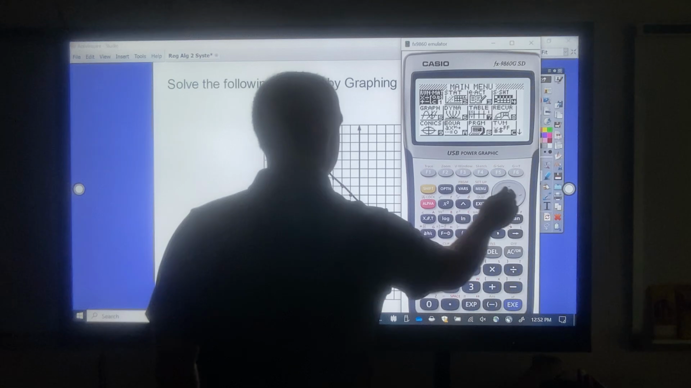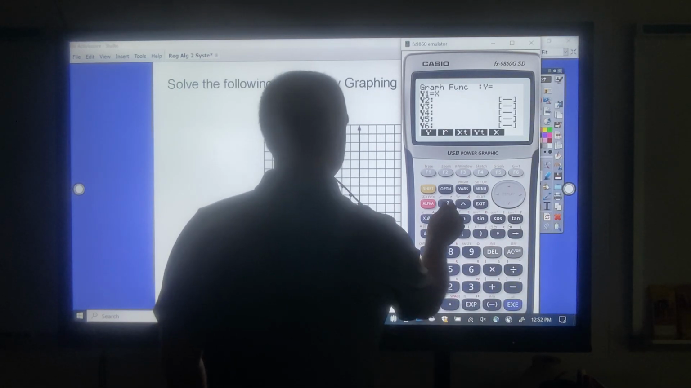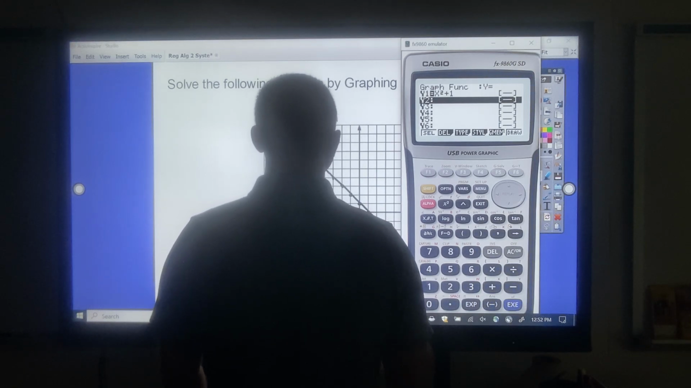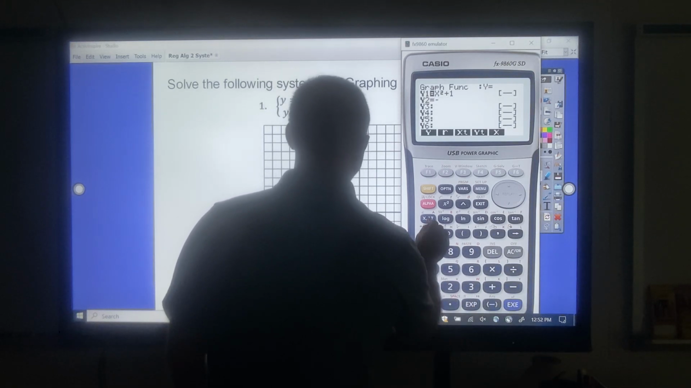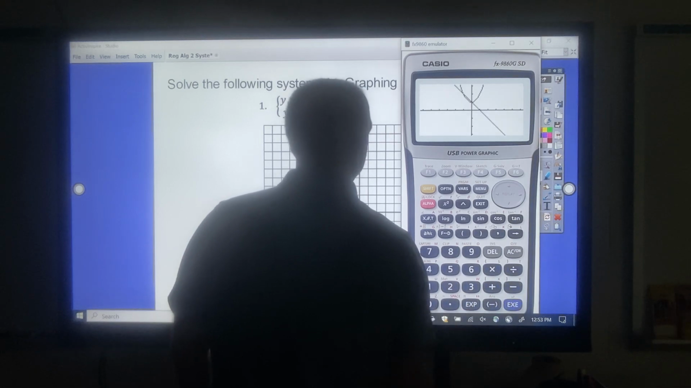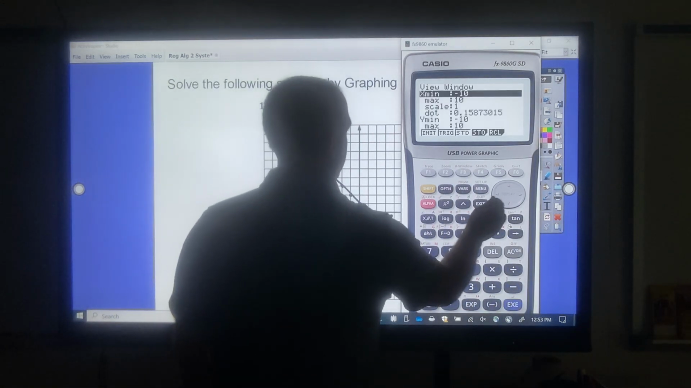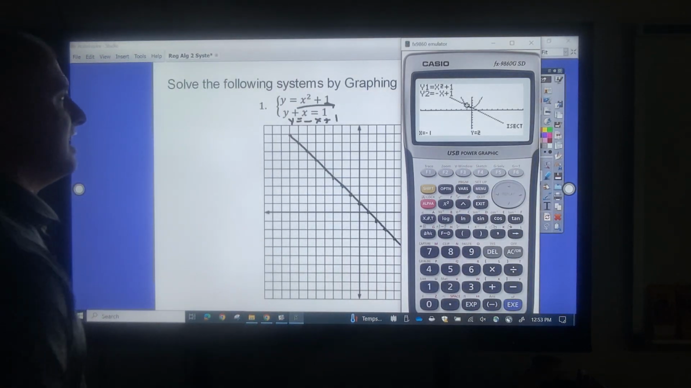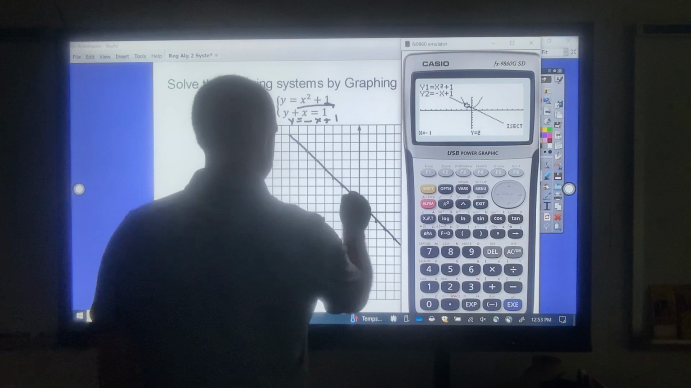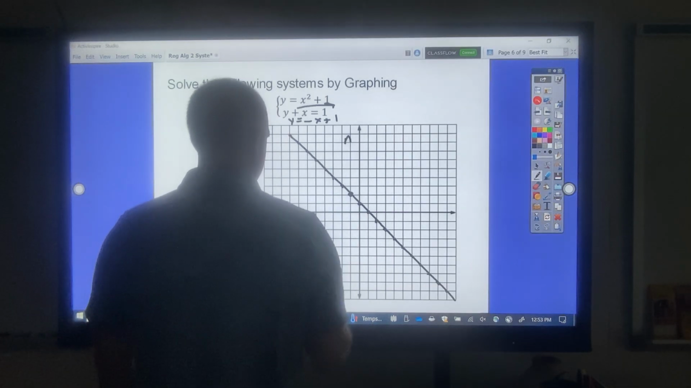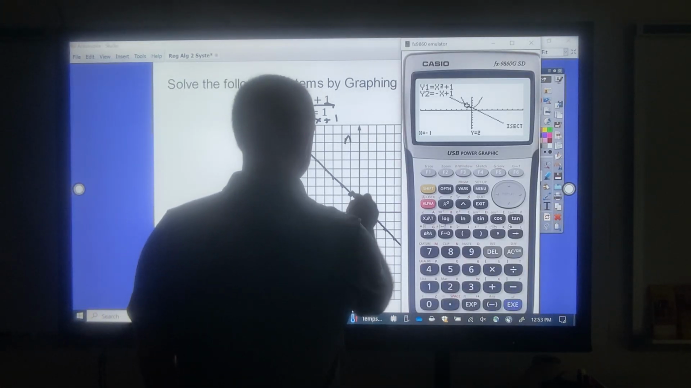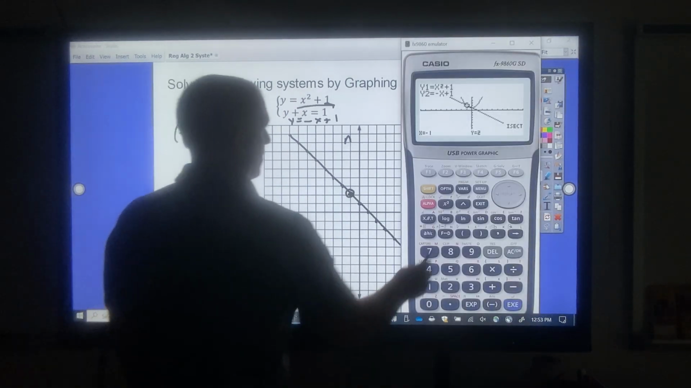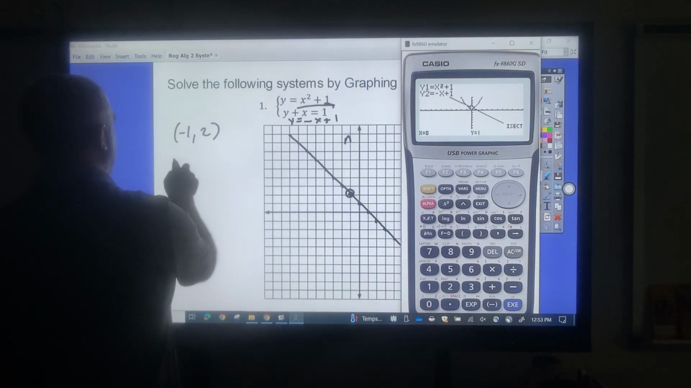Now what you can do is go into your calculator and type both in, x squared plus 1 and negative x plus 1. If you draw it, G-Solve, intersect, I get negative 1, 2. That's an intersection point. And I hit over, and 0, 1 is another one.